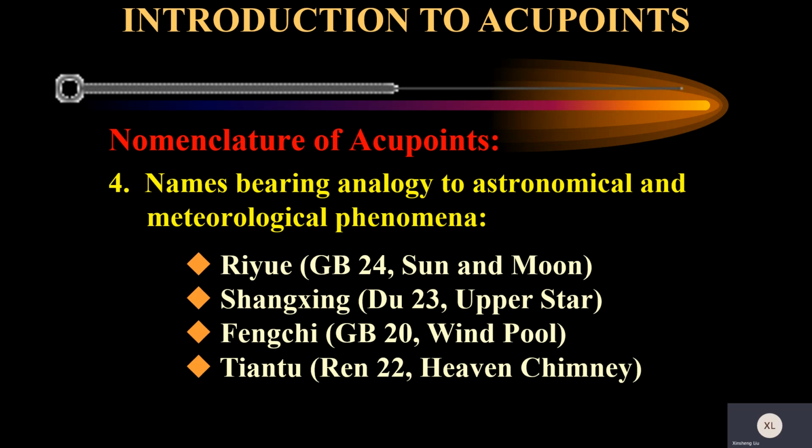The human body still has this, GB24, 日月, yeah. And the 上星 is Du 23, upper star, yeah. Okay, Feng Chi is GB20, like a wind pool. From the name we see Feng Chi GB20 really can disperse or clear the wind. Now, wind is a pathological factor.